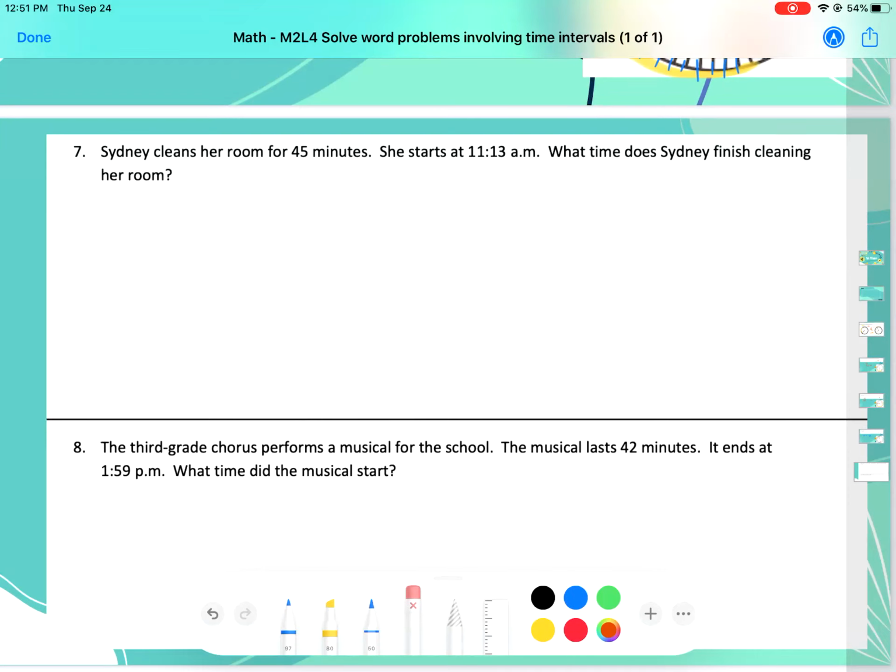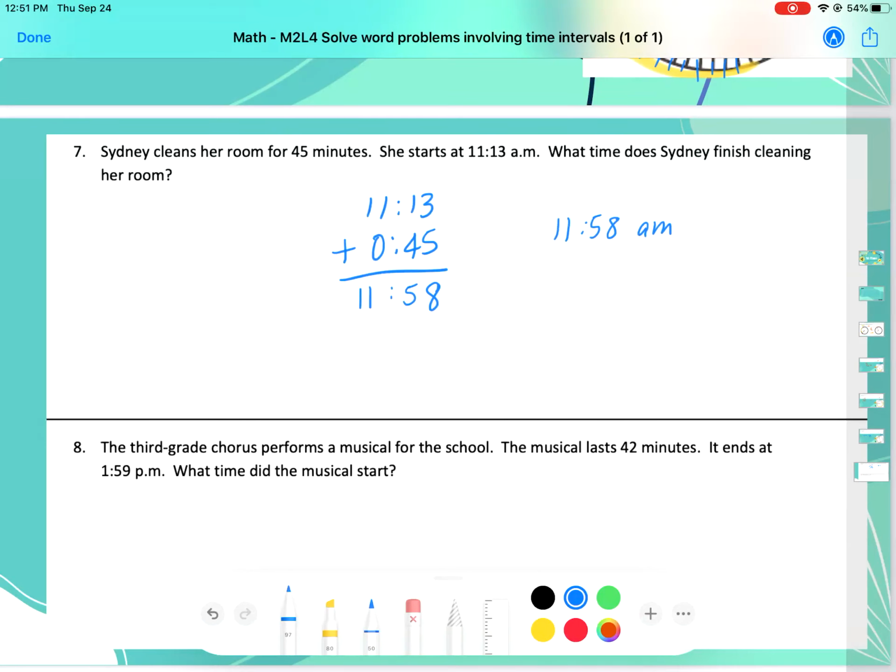Sydney cleans her room for 45 minutes. She starts at 11:13. What time does Sydney finish cleaning her room? So she started at 11:13. And then we are going to add 45 more minutes to find when she finishes cleaning her room. And then we add those 2 numbers. 3 plus 5 is 8. 1 plus 4 is 5. And then 11. So 11:58 is when she finished cleaning her room.